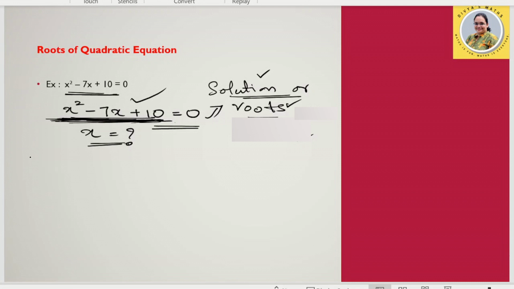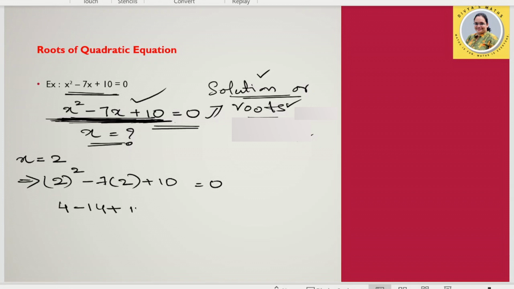Okay, so for example, if you substitute x equals 2 in this equation, this becomes 2 square minus 7 of 2 plus 10 equals 0. Then you will have 4 minus 14 plus 10 equals 0, which is 14 minus 14 equals 0. So we can say that this 2 is the solution for this quadratic equation, or it is the root of the quadratic equation.